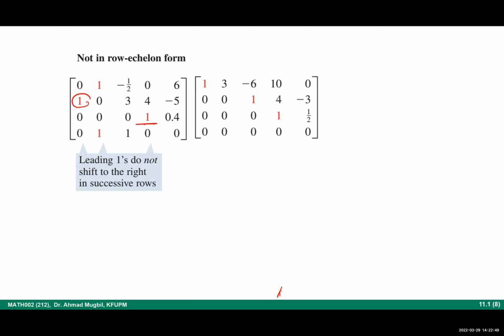It is not immediately there. If it is here, it's okay, it will be better. But it is not here. This is the most important, that it is to the right.